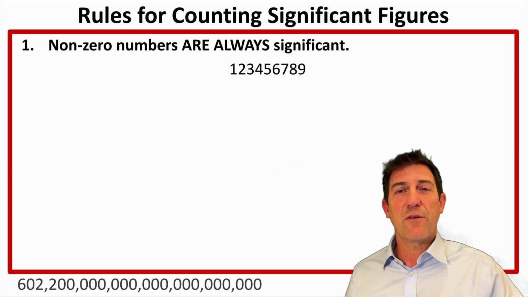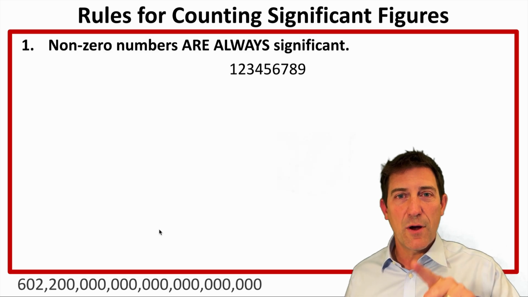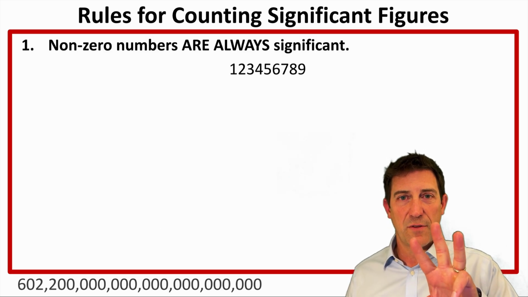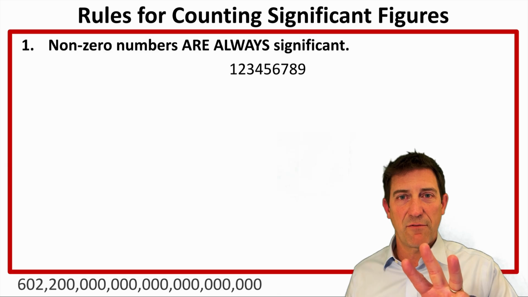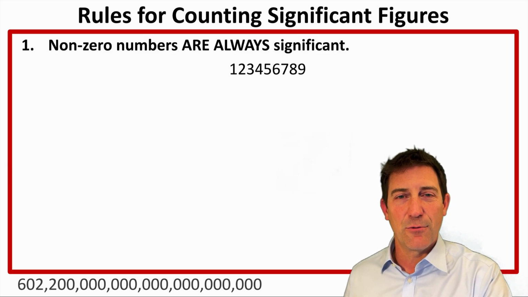So I think you could figure out what 3 of them are already. Based on rule number 1, if we look down there, the 6 and the 2 and the 2, well, that's 3 of the 4 significant figures because of rule number 1. The trouble are zeros.